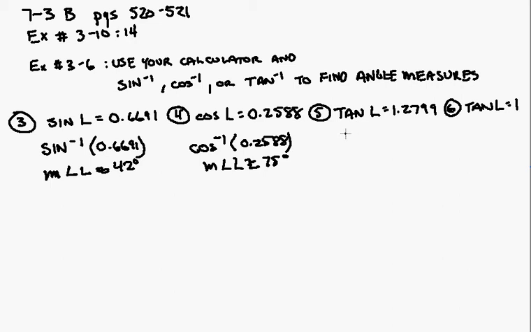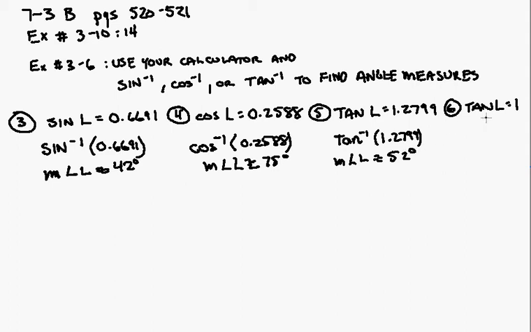Do the same thing with number 5 then. So angle L has a tangent of 1.2799, so we go second or shift tangent, and now up on your screen you should get a tan minus 1. Input your decimal 1.2799, hit enter, and now you should get a reading. So the measure of angle L should be approximately 52 degrees.